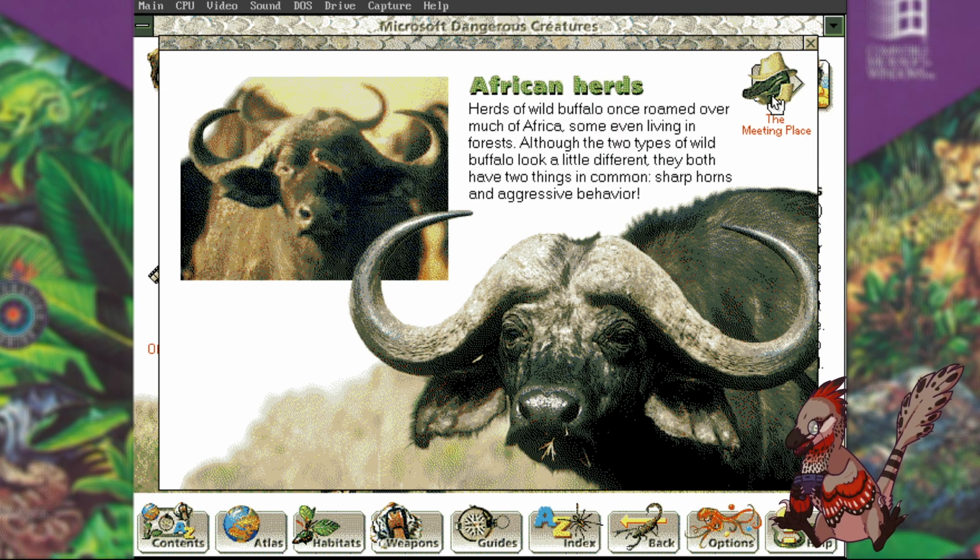I like this picture at the top. I can't quite tell what it is, but it looks like a crocodile with a hat. I can't quite tell, but that's what it looks like to me anyway.